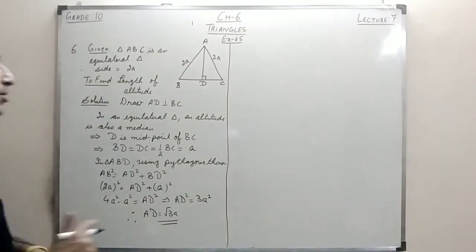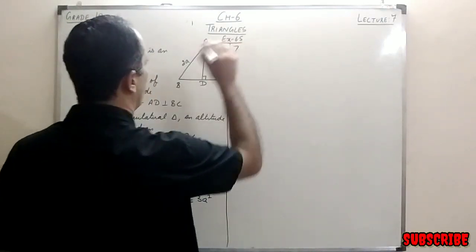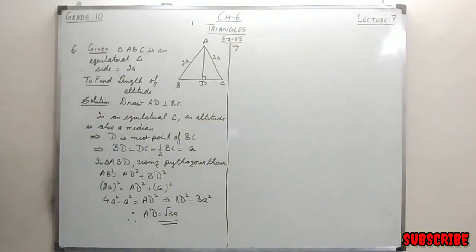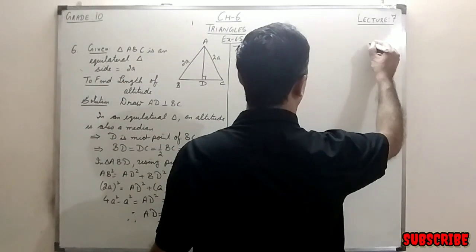Now let's go to the 7th question. What is given in the 7th question? We have to prove that the sum of squares of the sides of a rhombus is equal to the sum of the squares of its diagonals. So first of all, we draw a rhombus.